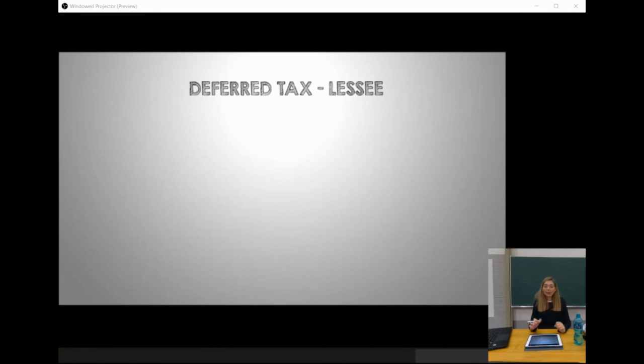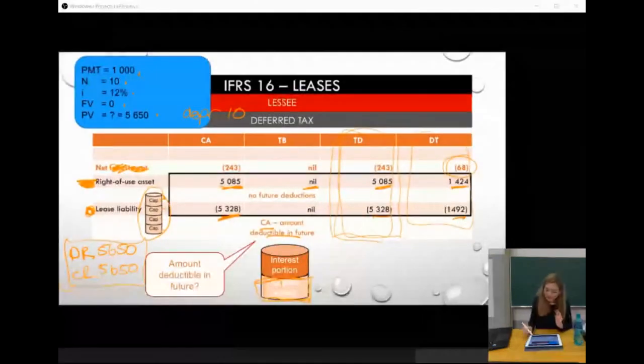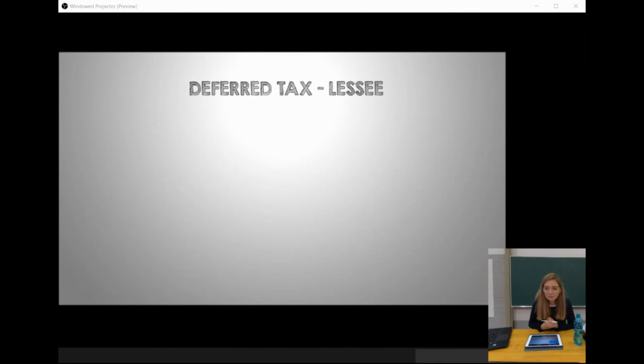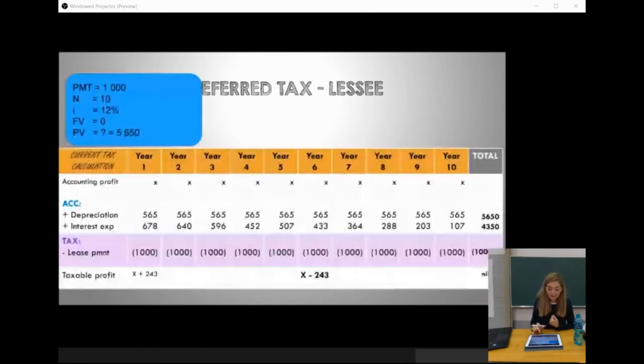So, like I said, I'm now going to show you that this deferred tax asset that we have of 68 actually makes sense. Because we are now going to use the same simplified lease transaction and see what our current tax calculation is going to look like for the 10 years of this lease transaction.